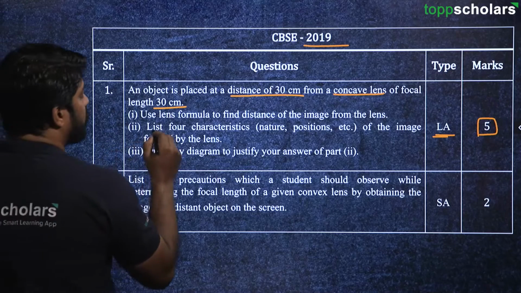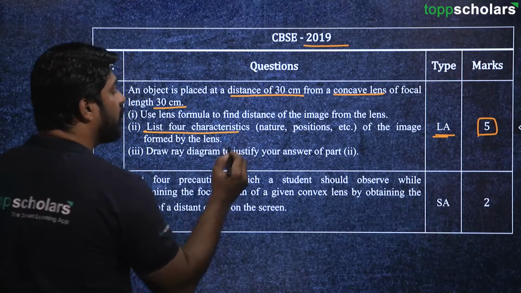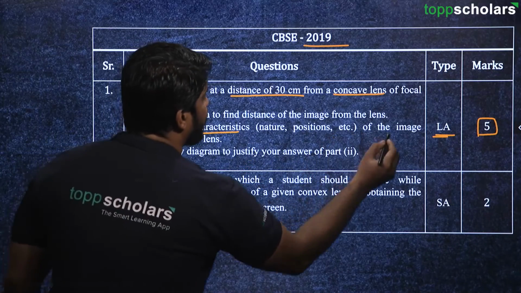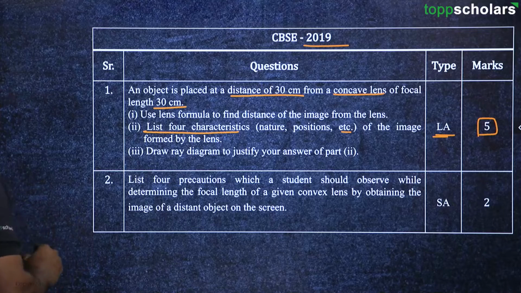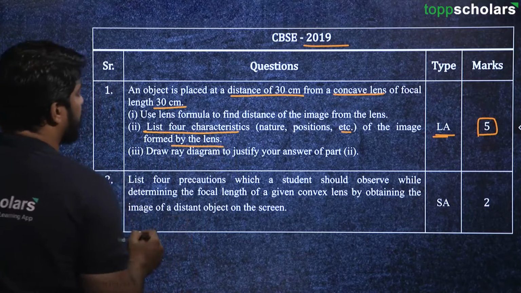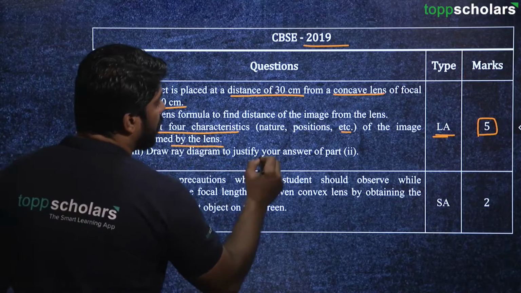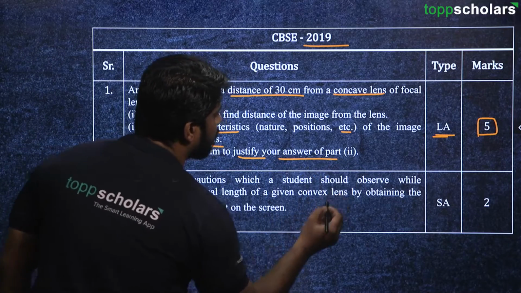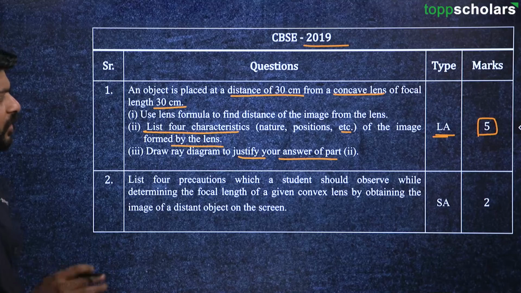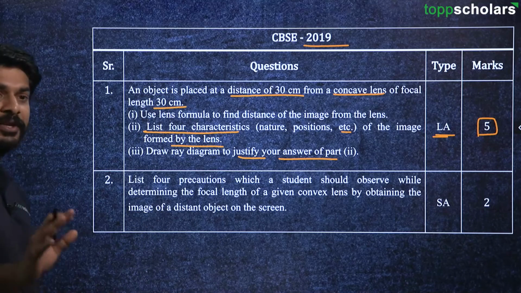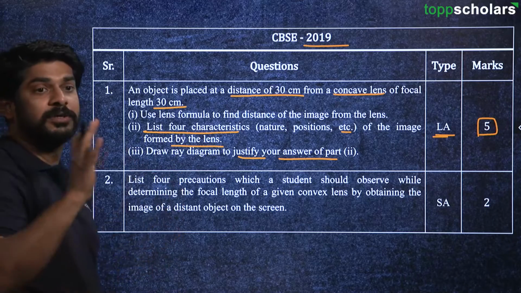Secondly, we have got a very simple question: list 4 characteristics, like nature, position, etc., of the image formed by the lens. And lastly, we have got the third question: draw ray diagram to justify your answer for part 2. So it is a very simple question. We are going to have a look at this question later on at the back of this lecture.